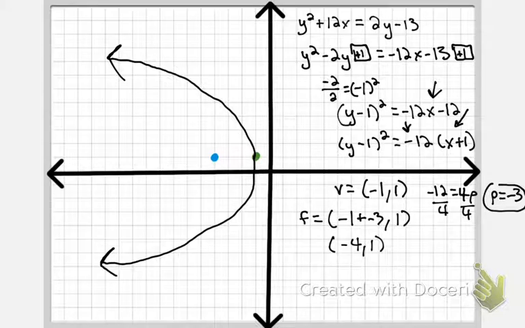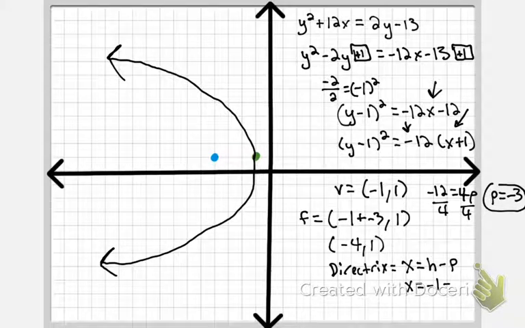Alright. Next, I'm going to get my directrix. And that will be from x equals h minus p. So I get x equals -1 minus a -3. So I'll be +3. So I got my directrix at x equals 2. So I'm going to draw my directrix through x equals 2.